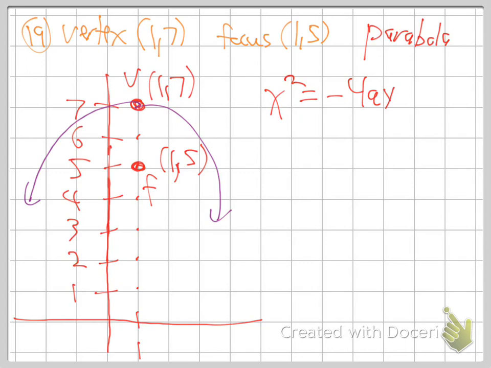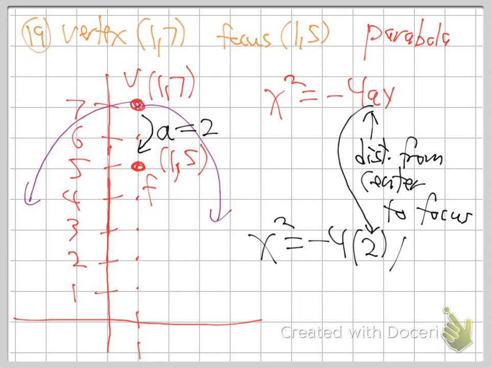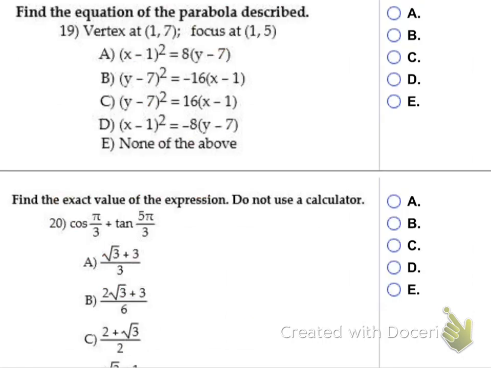Now, what is the a? How do we find the a? It's the distance from the center to the focus. Remember, that's what a is. How far from the center to the focus? That's a right there. What's a? It's got to be 2. So this becomes x squared equals minus 4 times 2 times y. X squared is minus 8y.